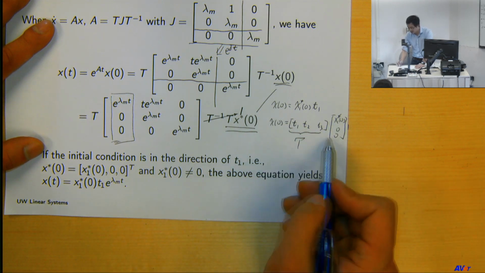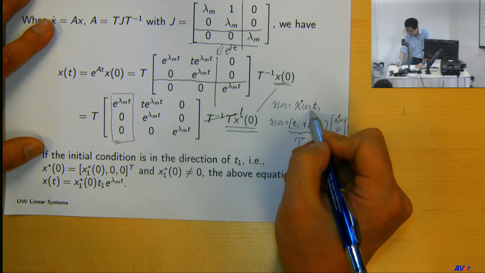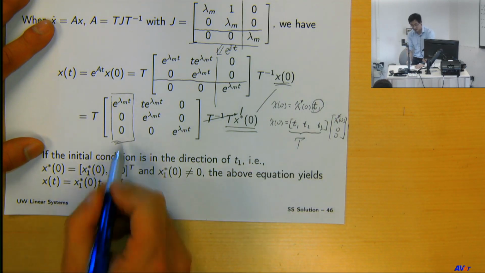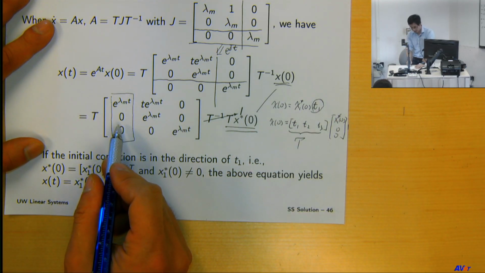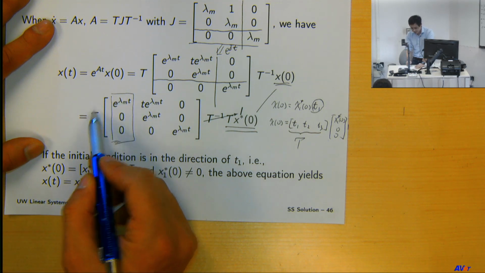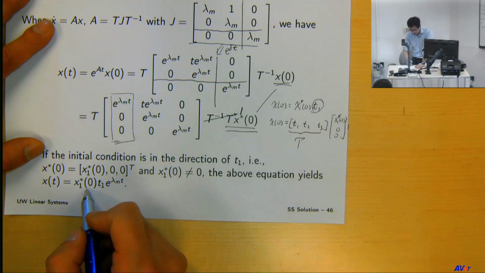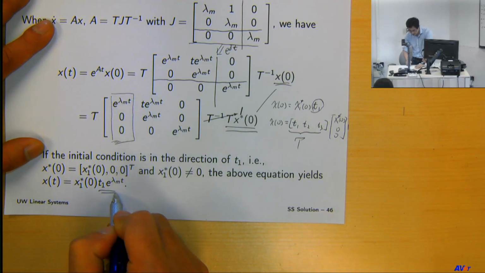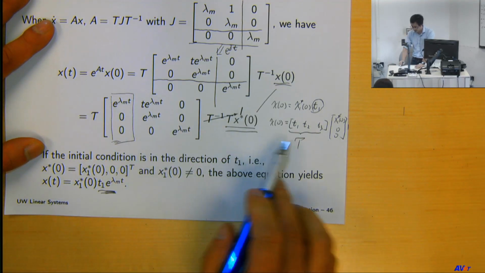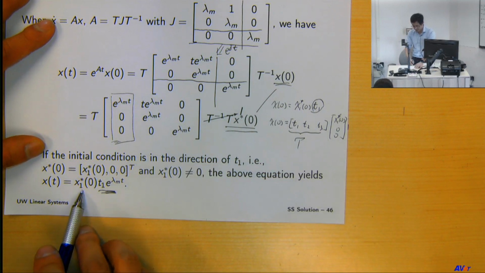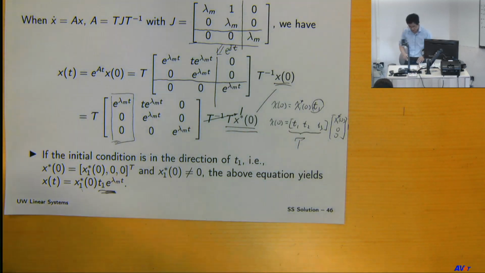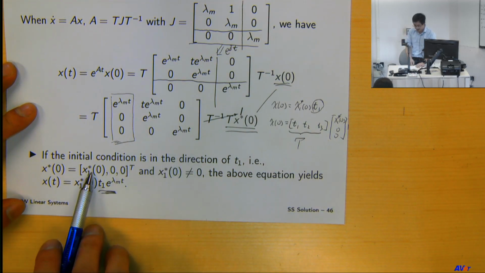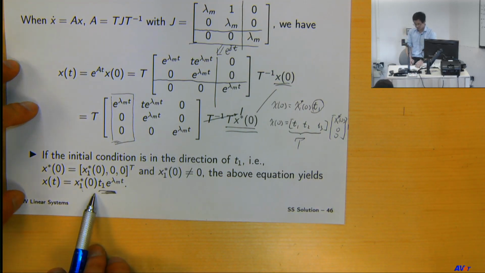So if you start in the T1 direction, you stay in the T1 direction. If you do T times this vector, you get T1 times e to the lambda t, and then the scalar comes up to here. The same logic as what we did on the right-hand side of the board. So if you start in this direction, you stay in this direction.